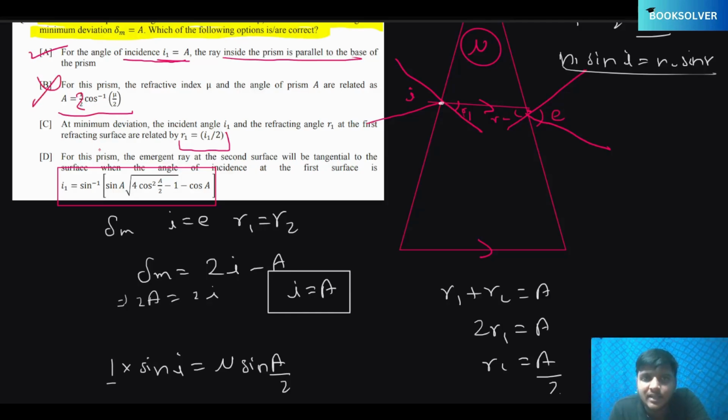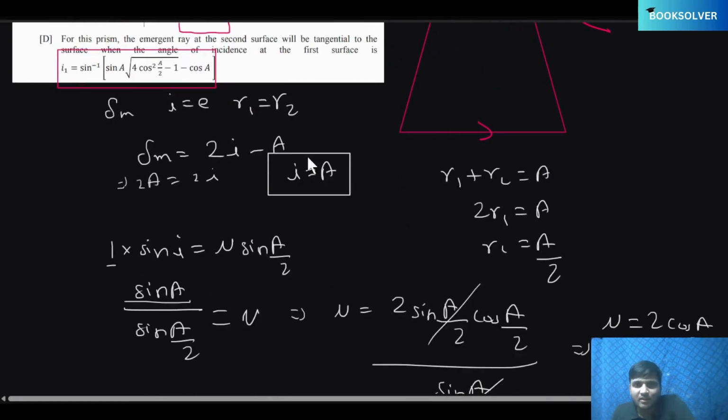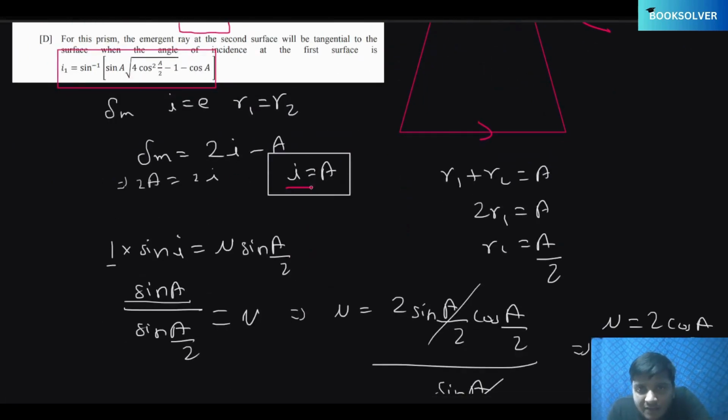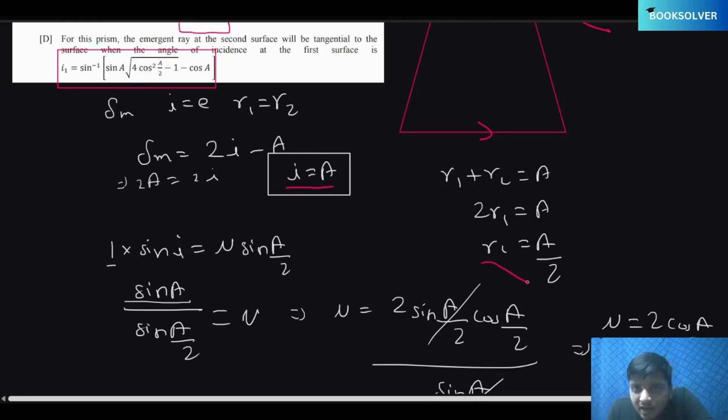Hence our option B is incorrect here. Moving on to option C here, at the angle of minimum deviation, the incident angle I1 and refracting angle R. So actually we have proved this question earlier also. Like if you look at it there properly, I have written I1 equal to A and R1 equal to A by 2. So I can write 2 times R2 is equal to A.